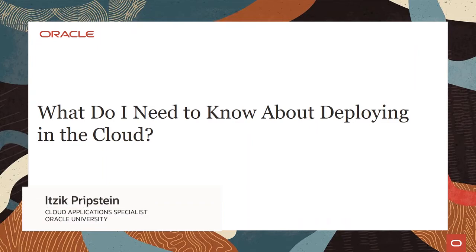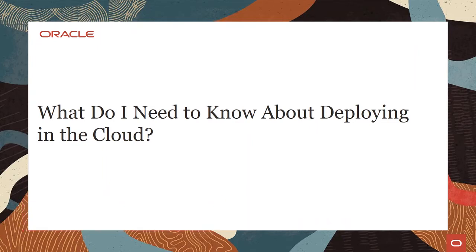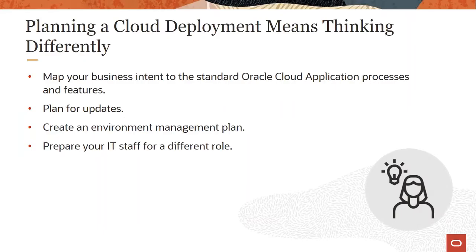Deploying in the cloud is different. Let's take a look at what else you need to know about deploying in the cloud. First off, mapping of your business intent to standard Oracle Cloud Application processes and features is an important element of a cloud deployment. We'll talk about what we mean by that in a moment, because it sounds pretty obvious, but there is a very important nuance here that you do need to be well aware of, and your users and your stakeholders need to be well aware of as well.